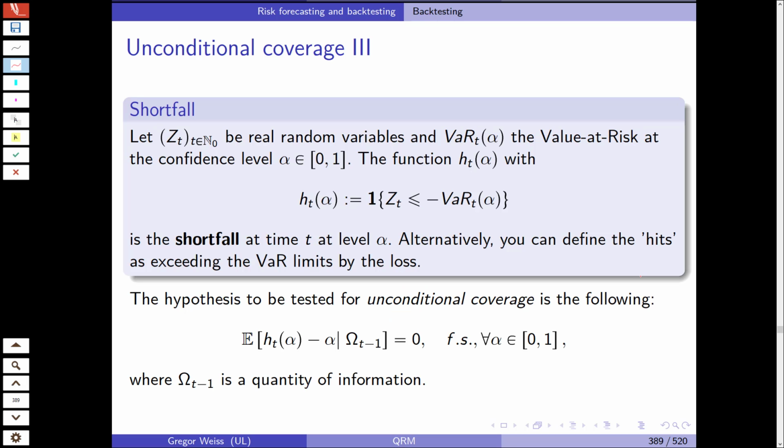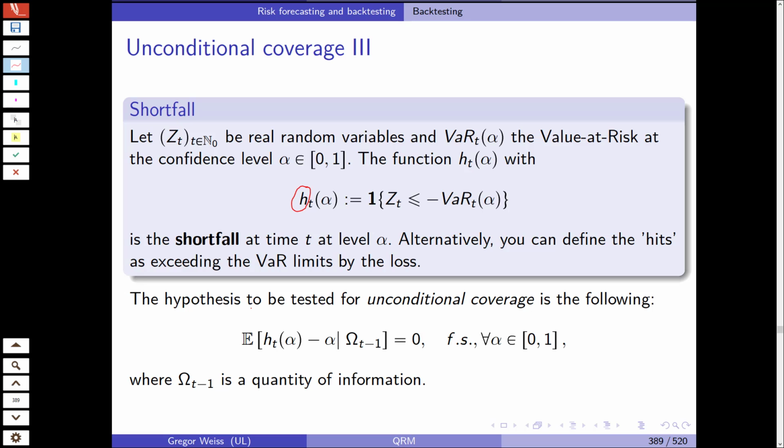What is a shortfall? What is an exceedance mathematically? So let Z_t be real random variables and VaR_t the value at risk at confidence level alpha. Then we define this function H_t by the indicator function that Z_t, those are the losses, is smaller or equal than minus VaR_t. So this is the shortfall at time t, or the VaR exceedance. And you can also define the hits. That's why it's abbreviated with H. It's the hit indicator of the loss exceeding the VaR limits.